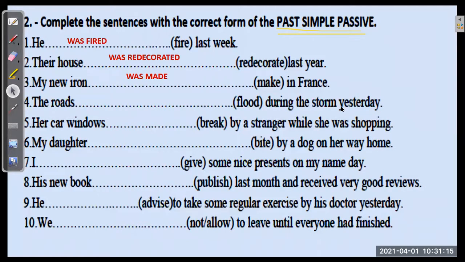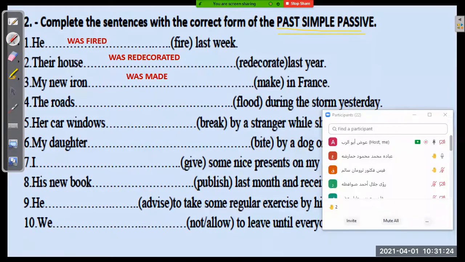The roads was flooded during the storm yesterday. Look at it, the roads. Were flooded during the storm yesterday? Were flooded.